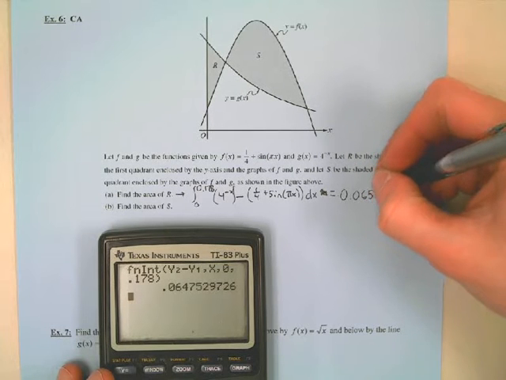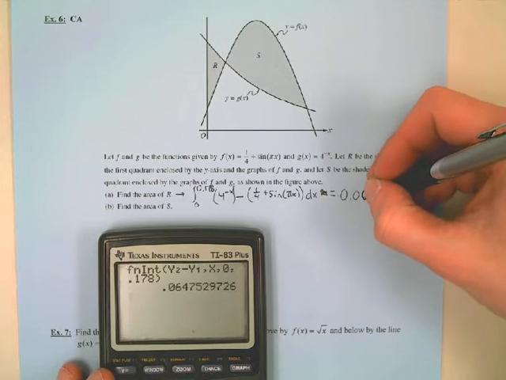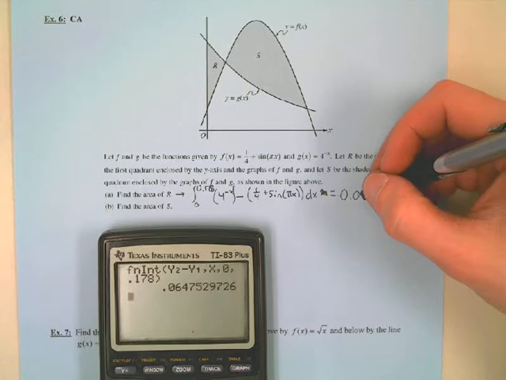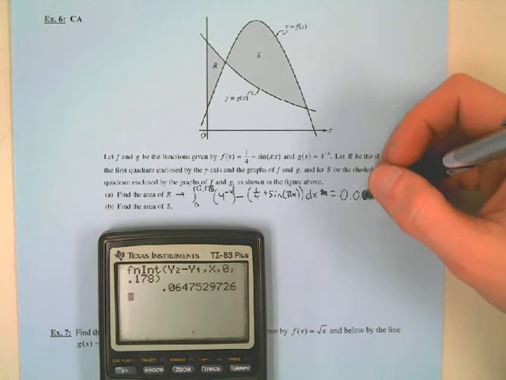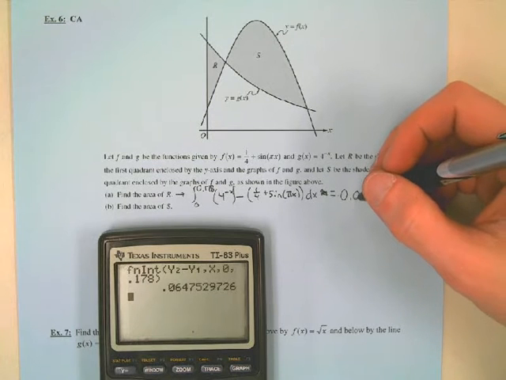0.065. Remember the calculus commandment: thou shalt use radians, and thou shalt use 3 decimal places. Any questions? No? So there it is.